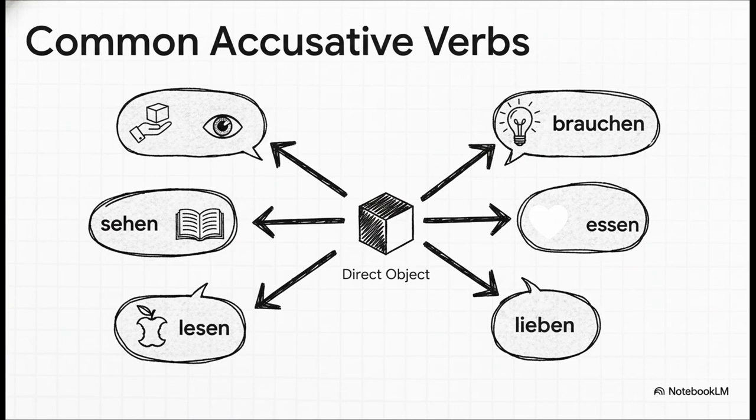And here are some of your best friends in this department. These are super common, everyday verbs, and they almost always demand an accusative object. Ich habe, what? Ich habe einen Hund. I have a dog. Ich sehe, whom? Ich sehe den Mann. I see the man. See? It's a very direct relationship between the verb and the object.